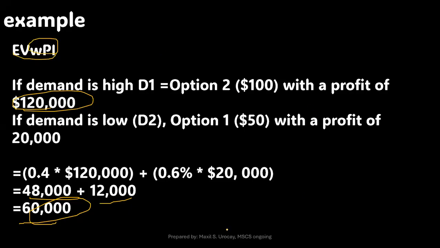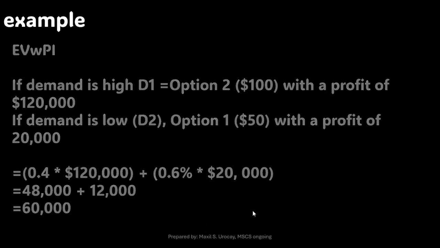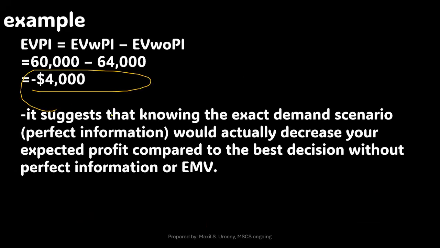So what is the next now? You will calculate the expected value of perfect information already, calculating the EVPI: expected value with perfect information minus the EMV. So your EMV right now is 64,000. So 60,000 minus 64,000 equates to negative 4,000. So that suggests that knowing the exact demand scenario, perfect information, would actually decrease your expected profit compared to the best decision without perfect information, or EMV.